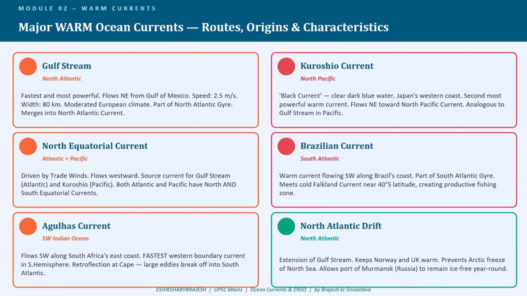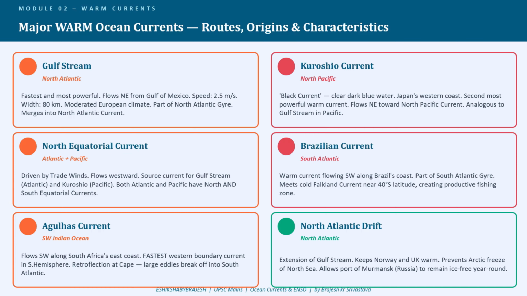Its speed, 2.5 meters per second, makes it the fastest ocean current, with 80 kilometers. It carries as much water as 50 Amazon rivers combined. The Gulf Stream is the reason that Western Europe, especially Britain, Ireland and Norway, has a climate far warmer than its latitude would suggest. London is at the same latitude as Calgary, Canada, yet London's winters are mild while Calgary's are brutal. That difference is largely the Gulf Stream. It merges into the North Atlantic Current, also called the North Atlantic Drift, as it extends toward Europe.